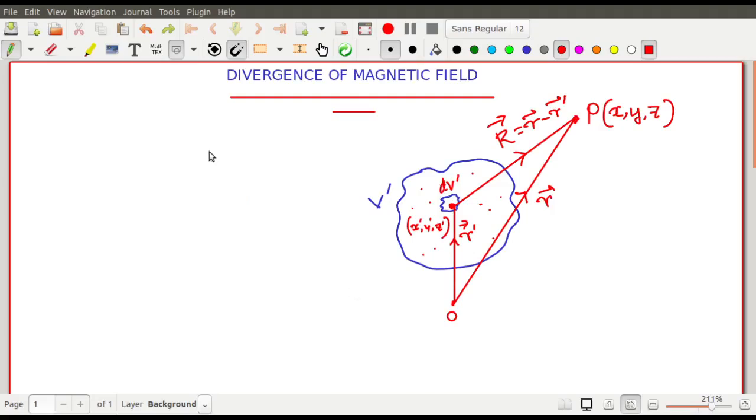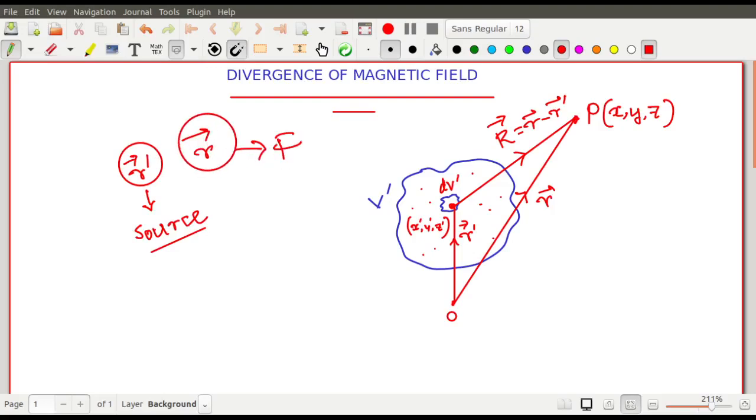You see that I have used two types of coordinates, one primed and one unprimed. একটা কোঅর্ডিনেট দেখো primed আছে. Primed coordinates are nothing but the source coordinate. মানে source মানে যেখানে কারেন্টের সোর্সটা আছে, wherever there is the source of current, that one is r dash, that is called the source coordinate. And this r is known as the field coordinate. Field coordinate মানে the point where we are interested to find the magnetic field.